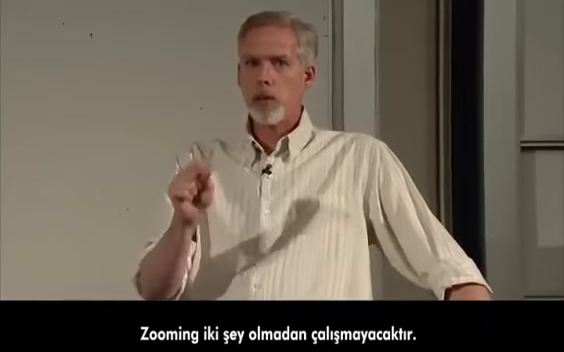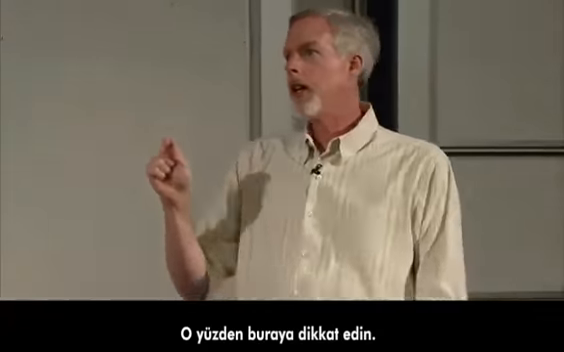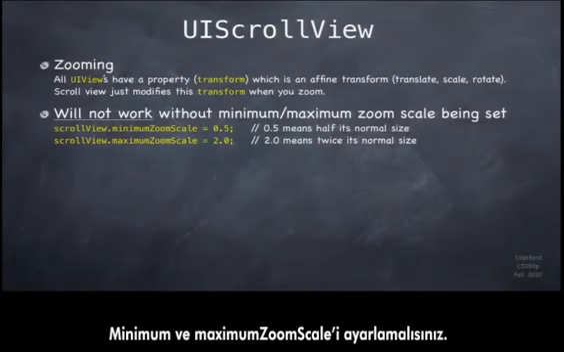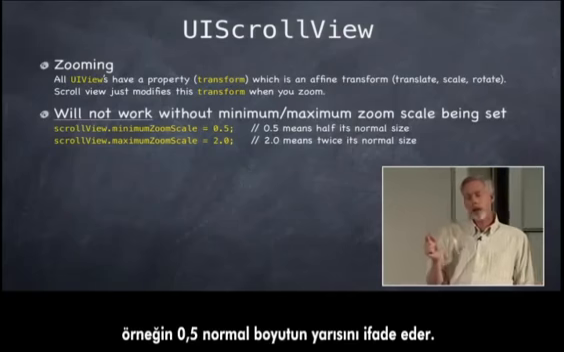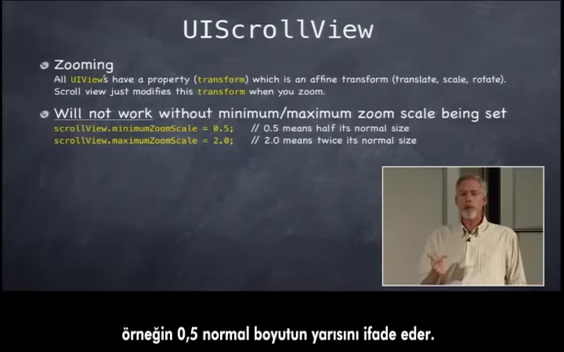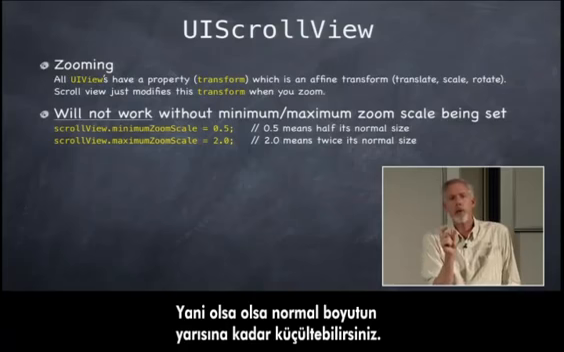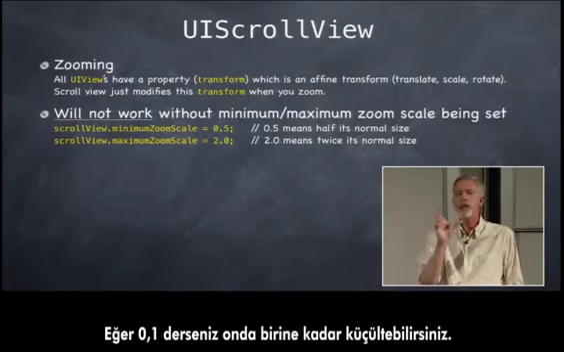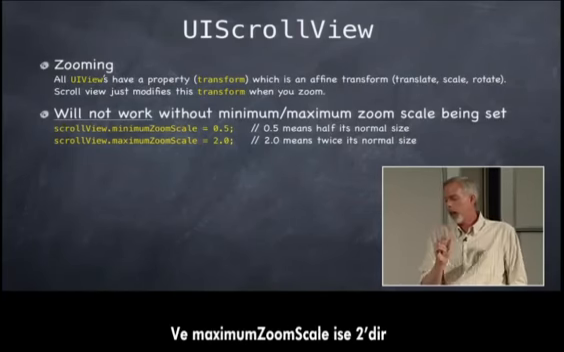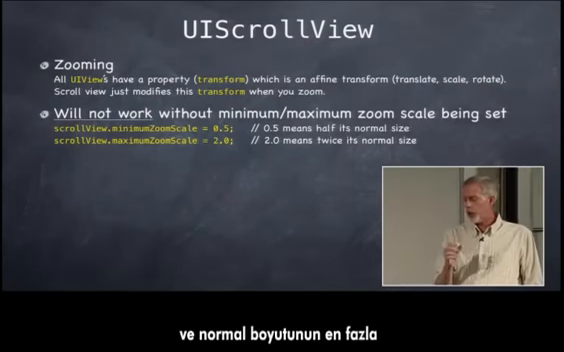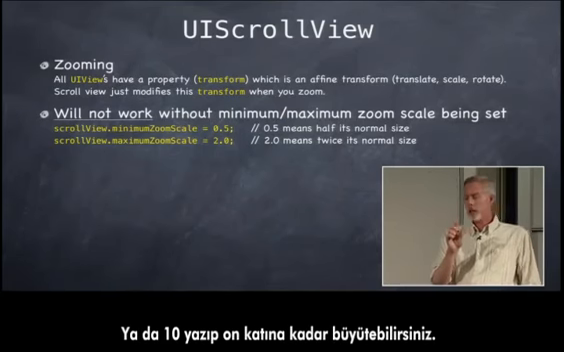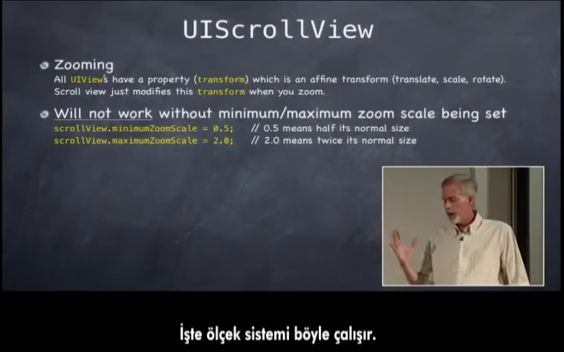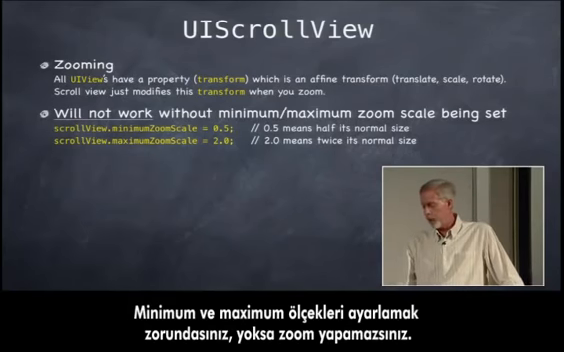Zooming will not work without two things. So pay attention here. You must set a minimum and maximum zoom scale. Okay? The scale system here, 0.5, for example, would be half its normal size. So you could zoom it down to being half its normal size. If you said 0.1, it could be a tenth of its normal size. And then maximum zoom scale is a number like 2, which would mean you could zoom it up to being twice as big as its normal size, or you could have 10 and be 10 times as big. So that's how the scale system works. You must set the minimum and maximum scale. If you don't set them, you can't zoom.